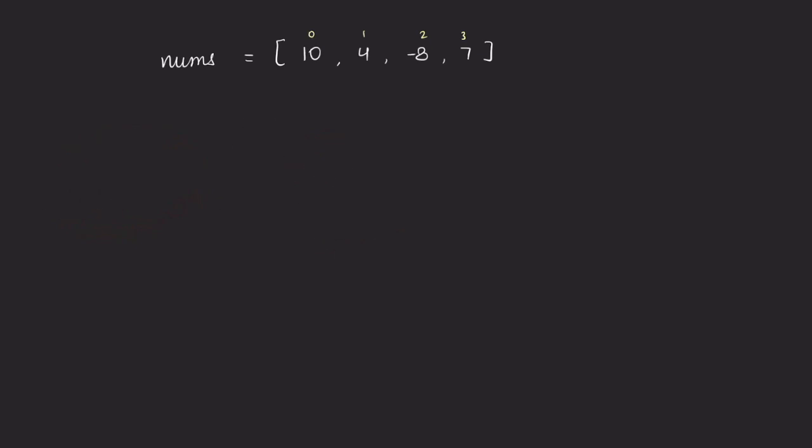So let's try to create the prefix sum array of our nums. The first element will be copied as is. And then for the second element, whatever is the sum till now, we will add this number to that sum, right? So it will become 14. Then 14 minus 8 will be 6. And then 6 plus 7 will be 13. So this is what our prefix sum array will look like.